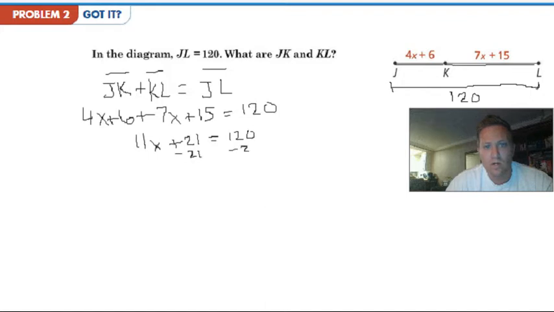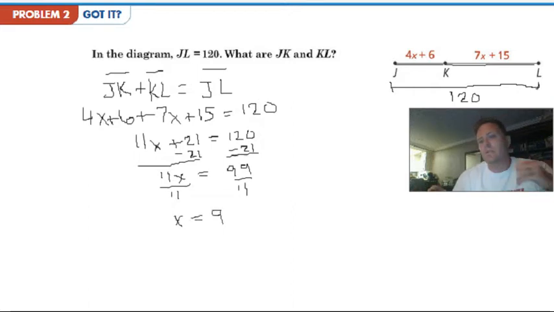Subtract 21 from both sides, and we are going to get 11x equals 99. Again, if you have a calculator, this is super helpful to make it really easy. But then if I divide both sides by 11, then x is going to equal 9. And then we're thinking, yes, good, we're done, right? Not yet, because again, we have to read the question.